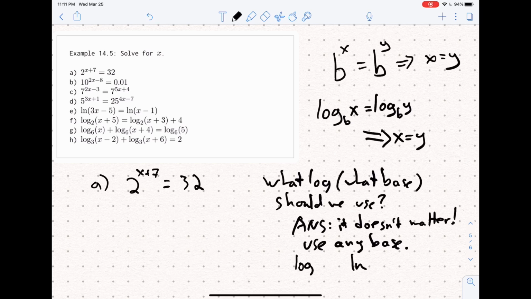So these are the basic principles. Let's take a look at the first problem. A, 2 to the x plus 7 equals 32. Well, there's different ways to attack this, and we could certainly take the log of both sides, but we're actually going to do something different here.